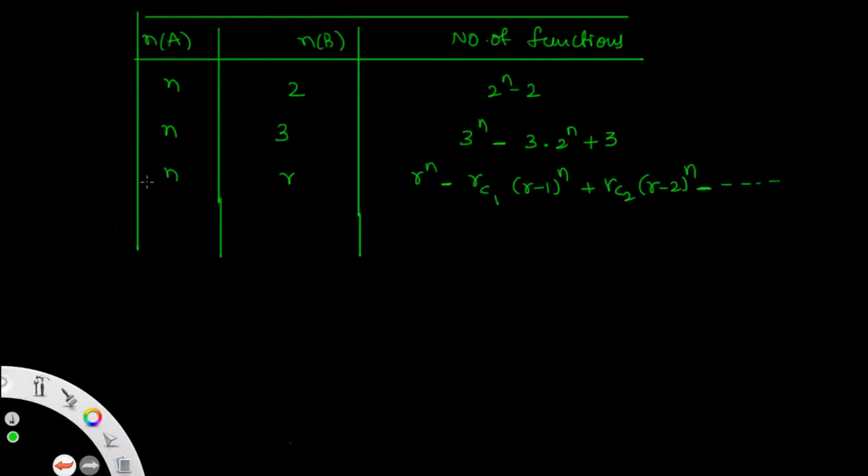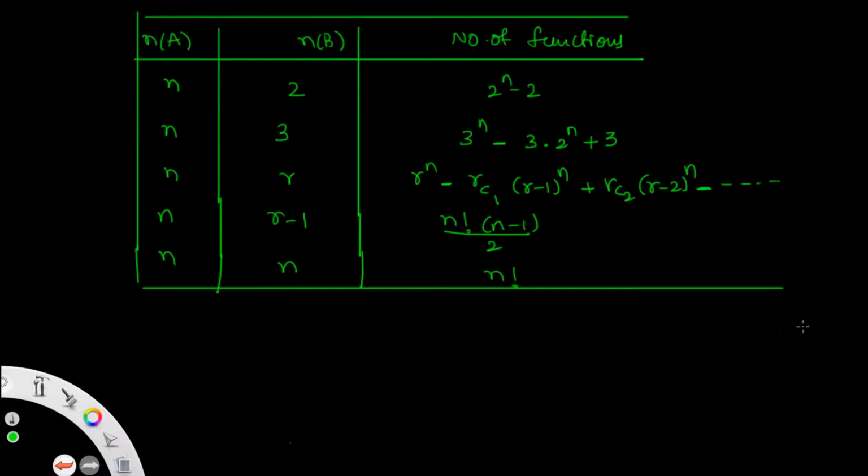And next, if set A has n elements and B contains r minus 1 elements, then you get n factorial into (n minus 1) by 2. And the last one is n, here also n, so it becomes 2 into n factorial. So the condition is number of A equal to number of B, then the number of functions formed is n factorial. This is the number of functions formed under these conditions.